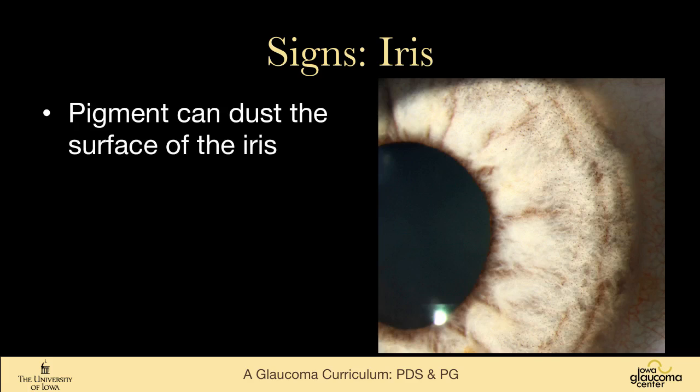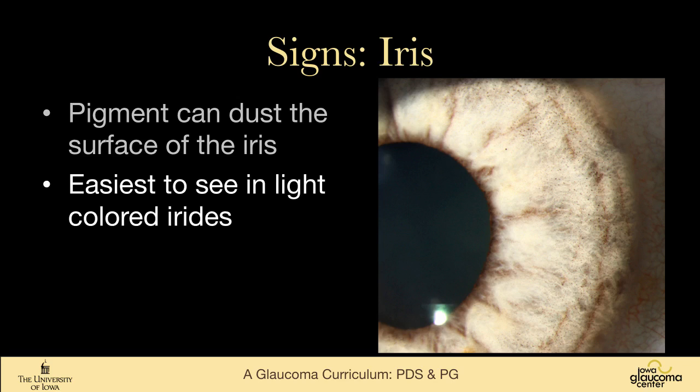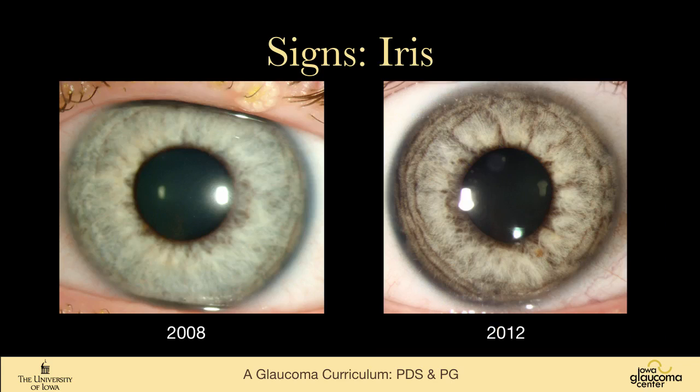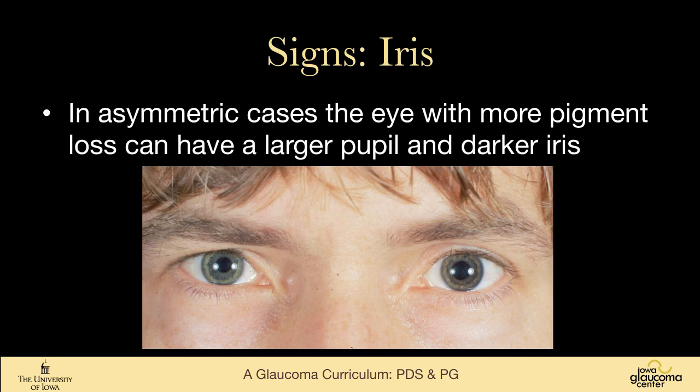On the iris, if you have a light-colored iris, sometimes you can see pigment dusted on the surface, as you can see here. And again, you wouldn't see this in someone with a dark brown iris. And rarely one can see heterochromia if you have asymmetric pigment dispersion. This just shows a person who over the course of 4 years had really active pigment dispersion, and you can see how much pigment was deposited on the surface of the iris. And this is a patient who has a bigger pupil and more pigment on this side, which has more pigment dispersion syndrome, and more transillumination defects on the other side.